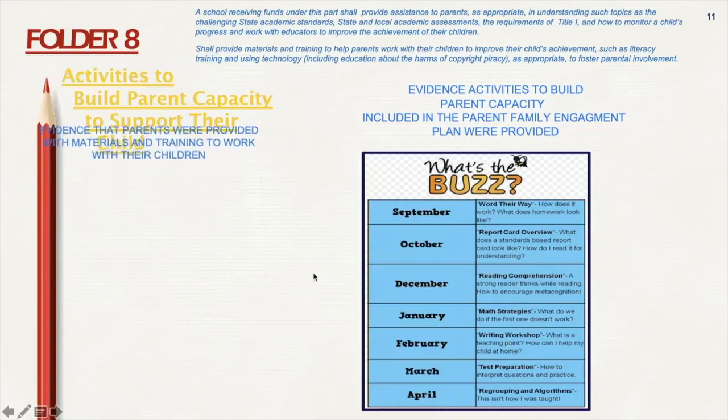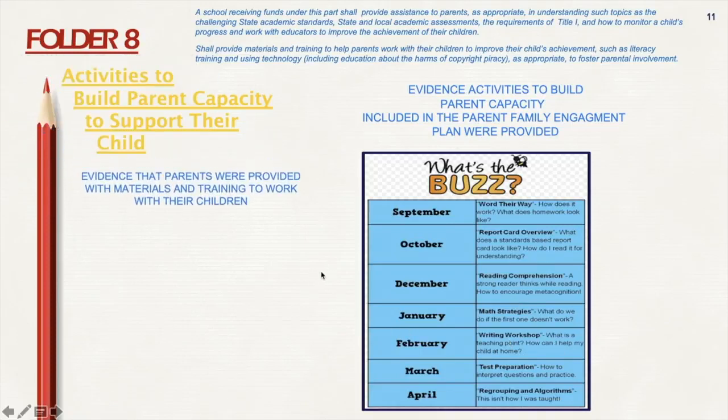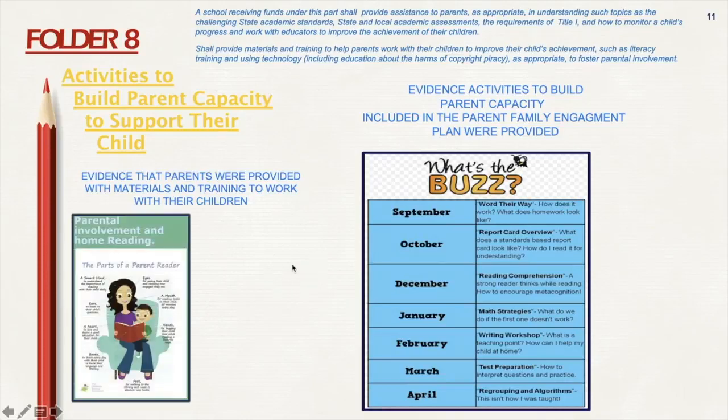And so, evidence that parents are provided with materials and training to work with children. Say you're going to do a reading involvement. If you send books home, and I know a lot of us do Bingo for Books, and that's a good thing to do with parents, but how did you support parents in helping their child with reading? If you just played a game and gave them a book, that's not really the thing.